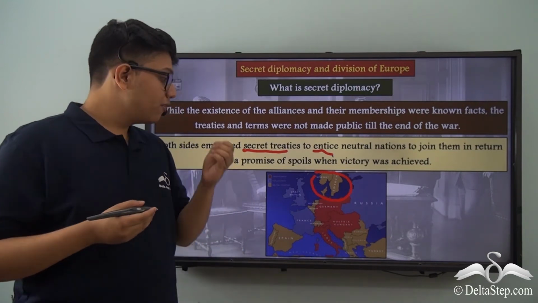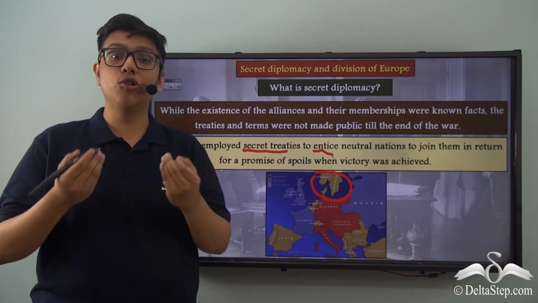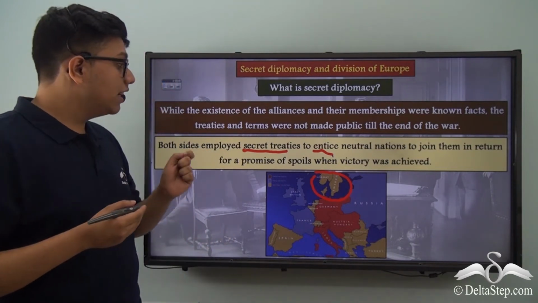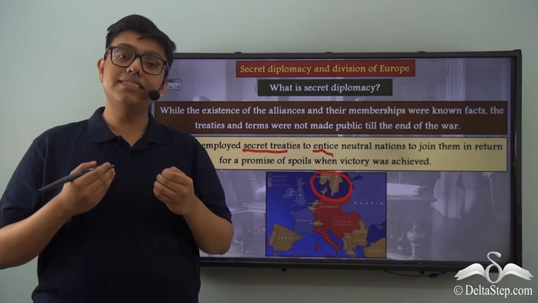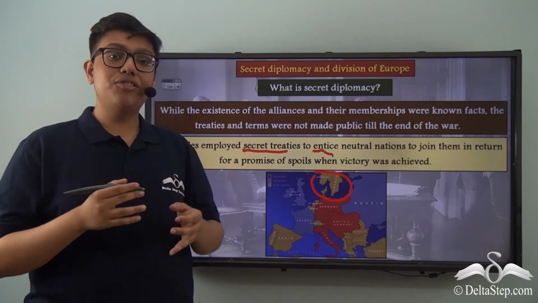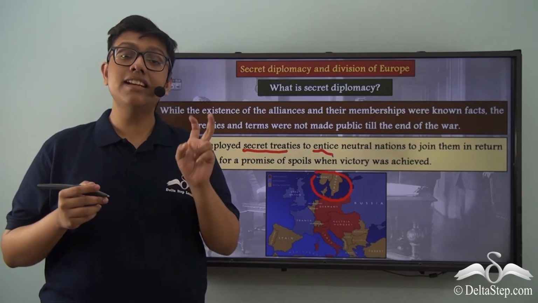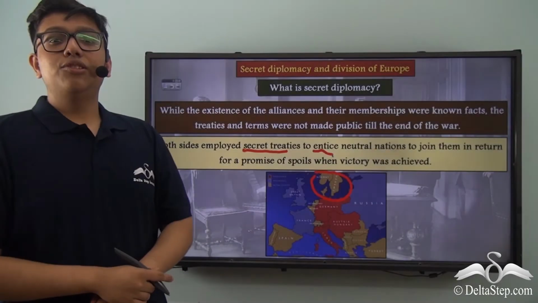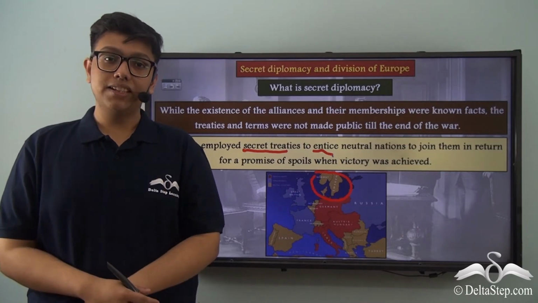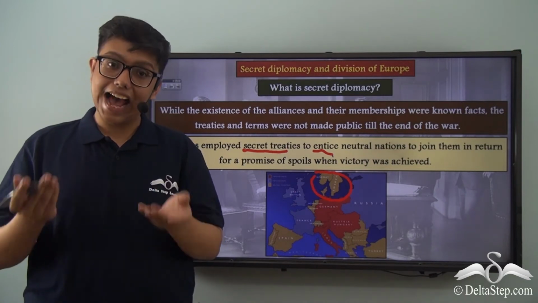So basically, we can easily understand that the alliances felt that as long as they didn't capture most of the European continent, they would not be able to achieve victory in the upcoming war. And therefore, they were employing these secret treaties, basically offering the neutral nations the spoils of the war. And in this manner, they were trying to extend and expand their control over the continent. And that was the secret element of secret diplomacy. So if you remember the race for colonies, which we saw as a pertinent cause of the war, quite similarly, we are now seeing these major European nations running a race for more allies.